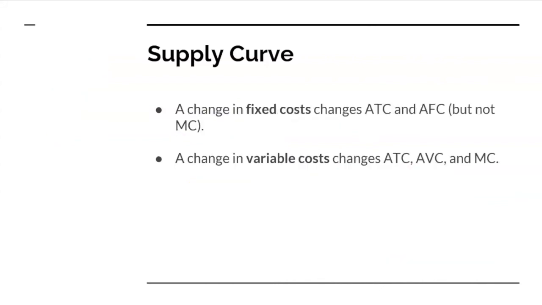And so yet again, to clean it up a little bit, a change in fixed costs changes our average total and our average fixed, but not our marginal cost curve, which means that the profit maximizing spot is going to stay the same. While a change in variable costs, meaning there's a per unit tax or a per unit subsidy, is going to change our average total, average variable, and our marginal cost. And because our marginal cost curve is also impacted by a change in variable cost, our profit maximizing spot where MR equals MC is also going to change.